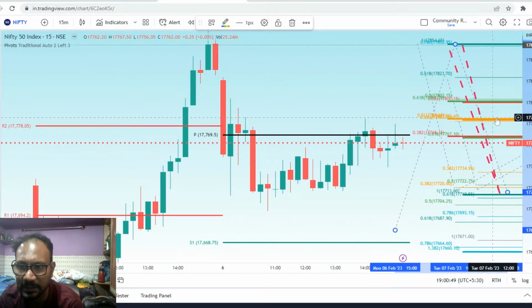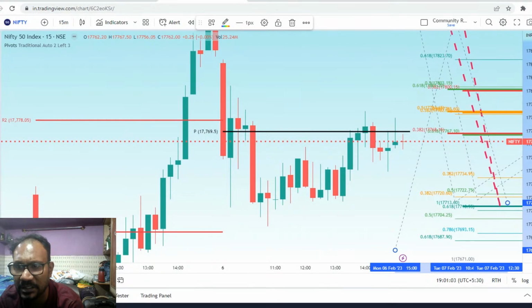And where is the maximum lines happening here? That is here. This is too close. Should we take it? We can take it considering it is Nifty. But then how many points away is it? Hardly 20 points. Doesn't make any sense at all.